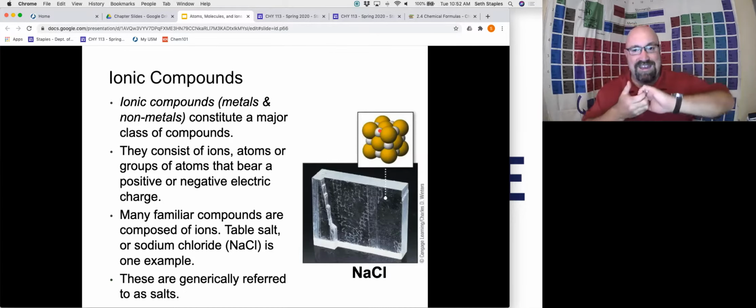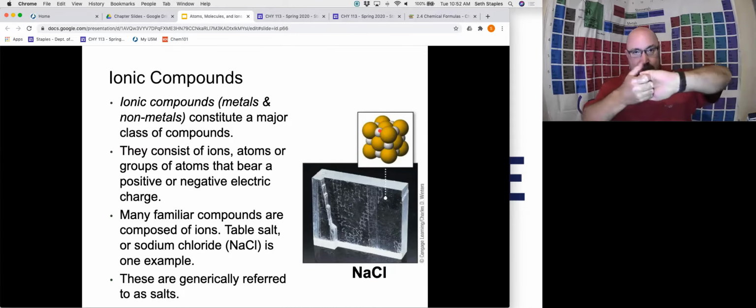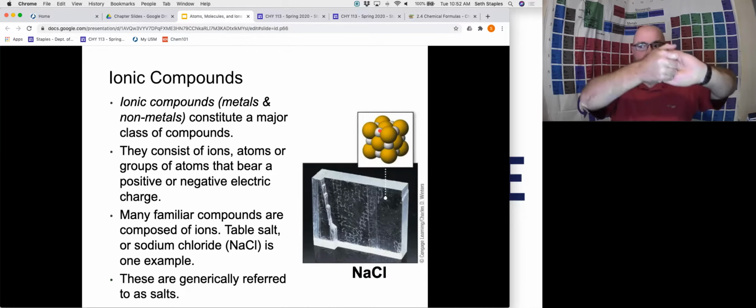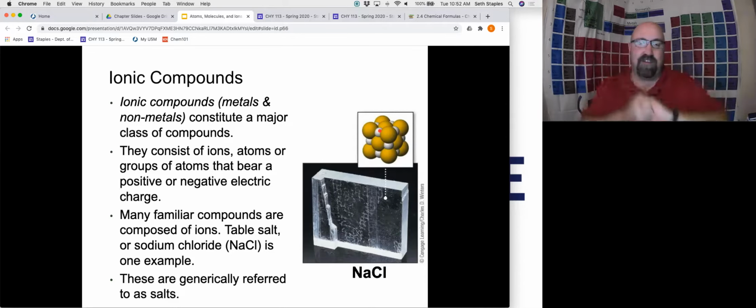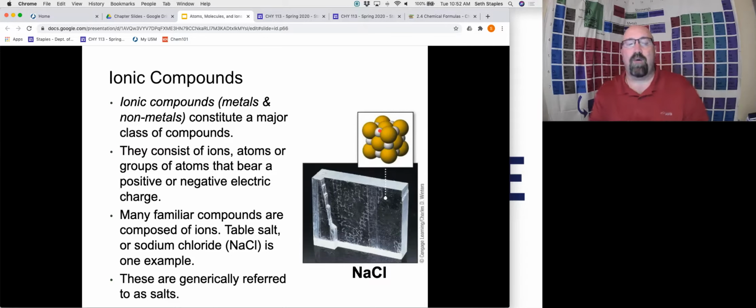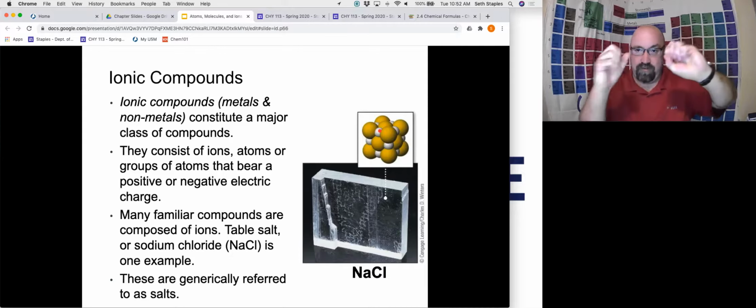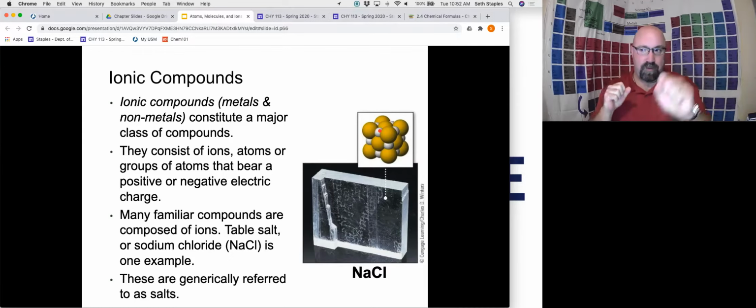We would not see individual sodium and chlorine atoms locked together, where we see one NaCl here and one NaCl here and one NaCl here. We don't see that with ionic compounds. We do see that with molecular compounds, which we'll talk about in a lot more detail later. When we're talking about molecular or covalent compounds, we do see an individual H2O over here and an individual H2O here, individual H2O here, and so on. We see individual H2O molecules floating around.